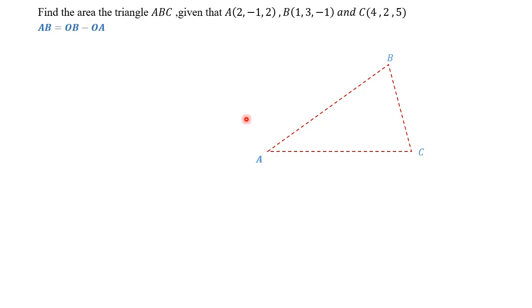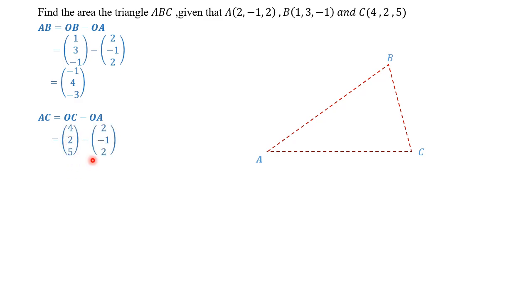So finding AB, AB is OB minus OA, so this is going to be vector B minus vector A here. This is going to give us minus 1, 4, minus 3. This is the vector AB. Alright, so another vector that we need here is AC. So we are going to find vector AC. So vector AC is OC minus OA here. All right, so this is going to give us the vector 2, 3, 3 here.